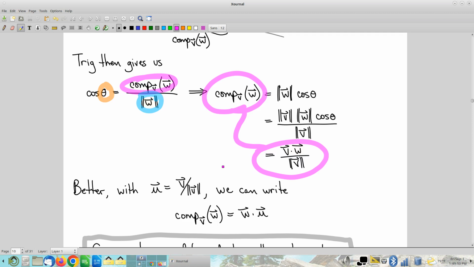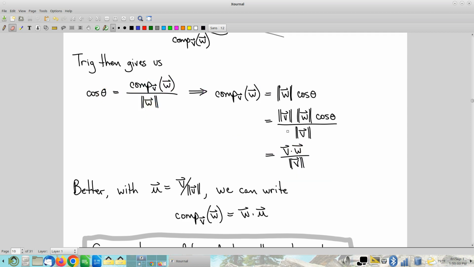So it's a scalar too, right? Yeah, absolutely. Yep. All right. Okay. So handy formula.